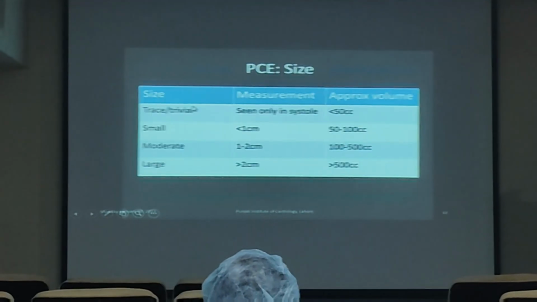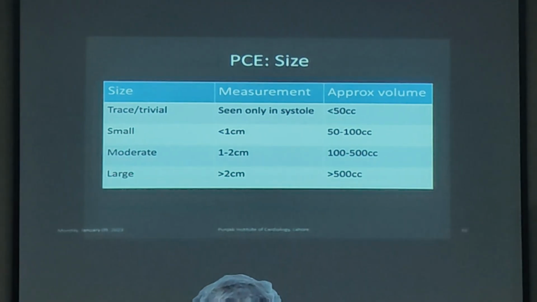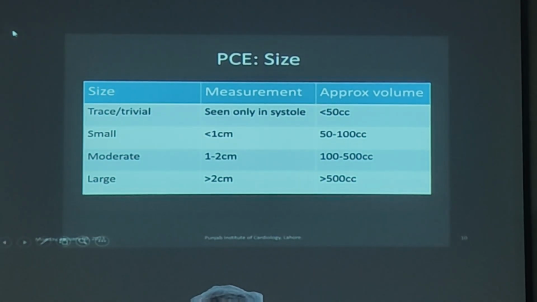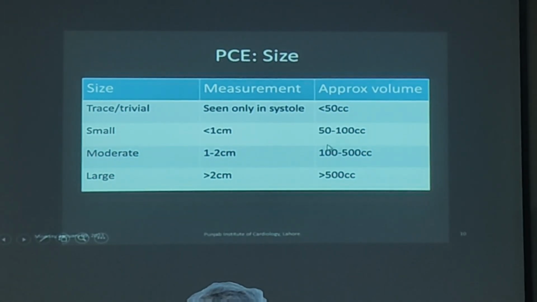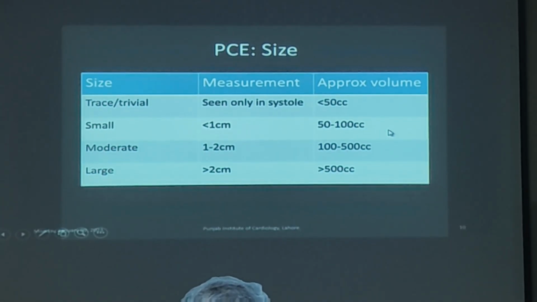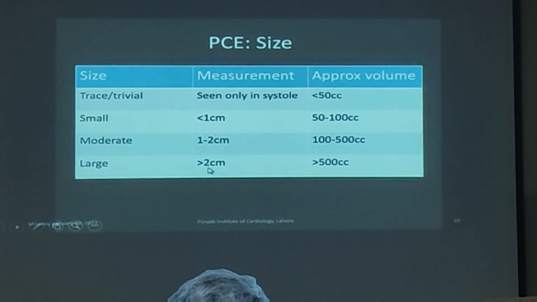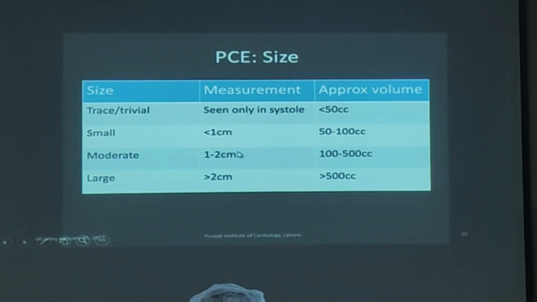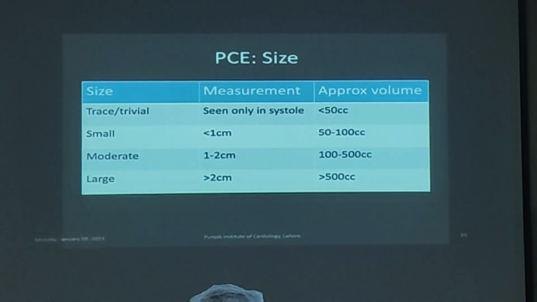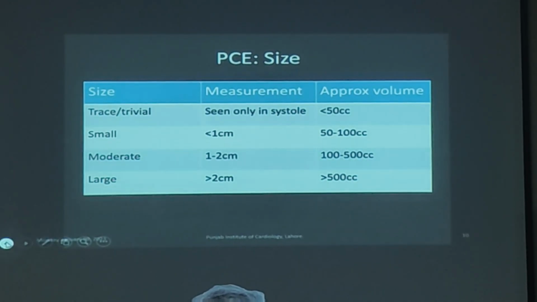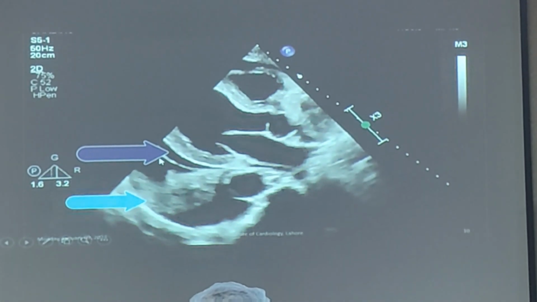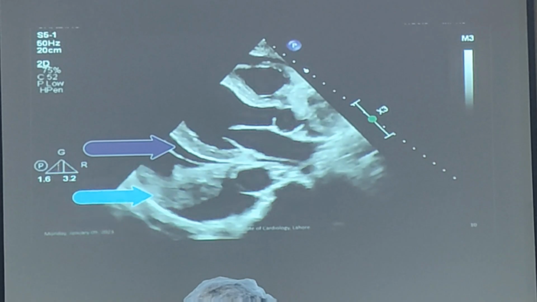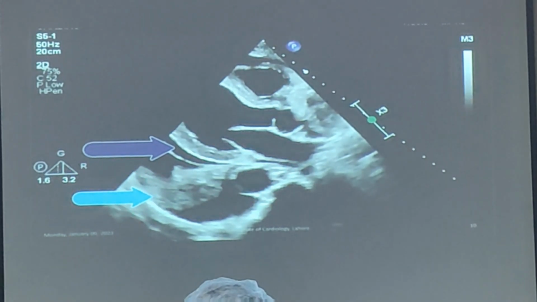Now, how do we calculate and say that the effusion is small, moderate, large, or trivial? It is measured in centimeters. If it is less than 1 centimeter, it is about 50 to 100 ml and is mild. Above 2 centimeters, which is 20 mm, it is a large, massive effusion, more than 500 cc, and in between is the moderate effusion. So we just measure the amount, for example from here to here. If it is below 1 centimeter, it is small. If it is more than 2 centimeters, it is a massive effusion.